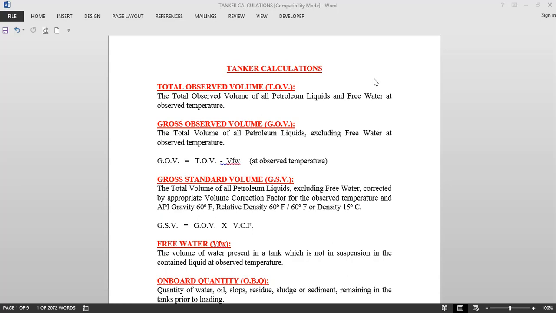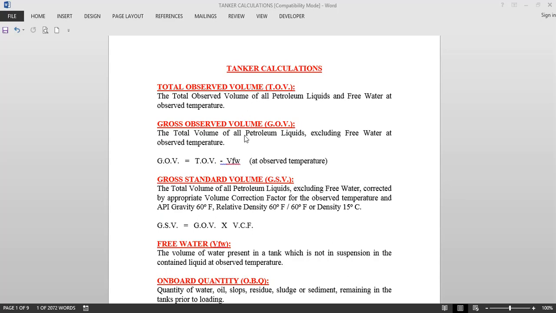Anyways, let's start with this first. First, we have the total observed volume. And what is this total observed volume? It is the total volume of all petroleum liquids and free water at an observed temperature. Suppose you take a particular cargo tank, you take the ullage, you go to the ullage tables, and you take the total volume. This becomes your total observed volume, which is also known as TOV.